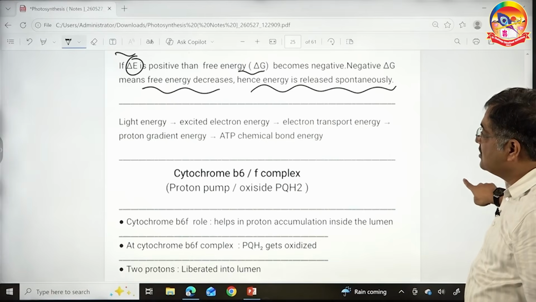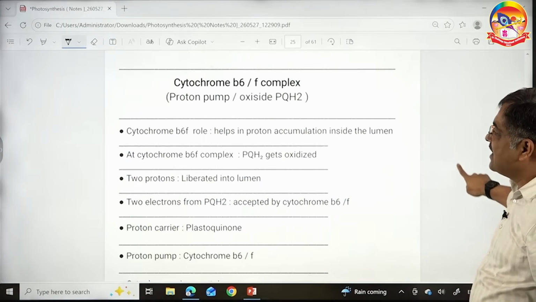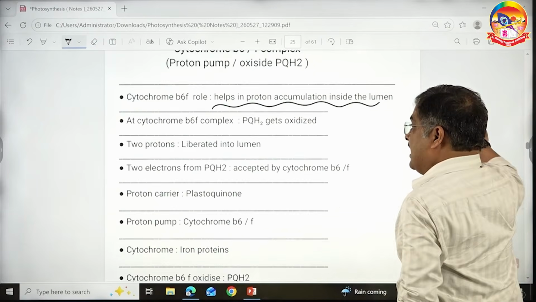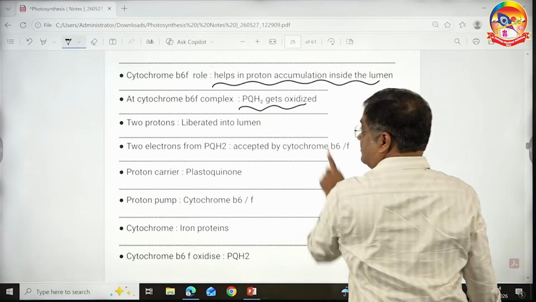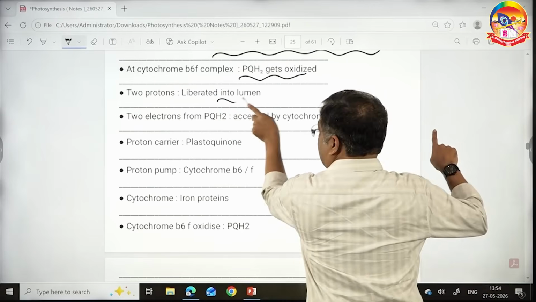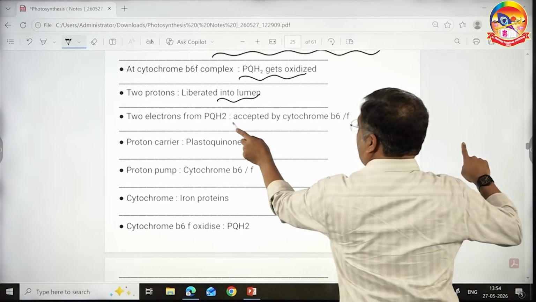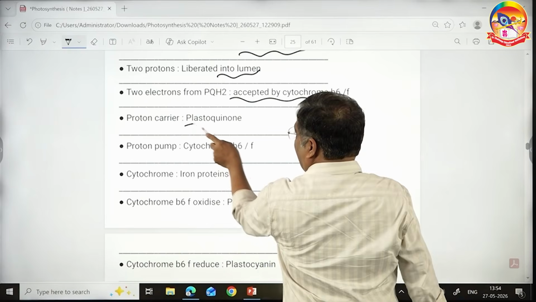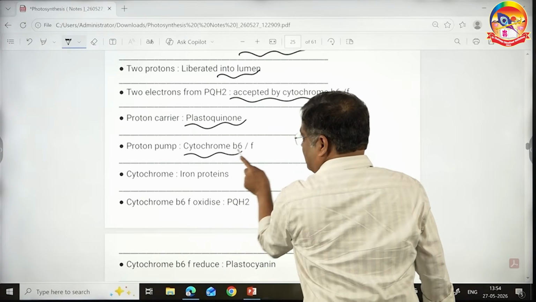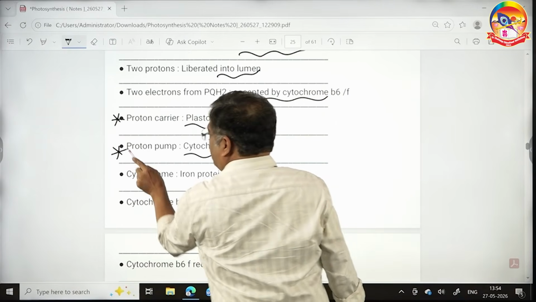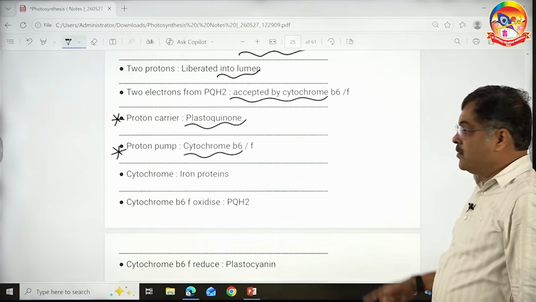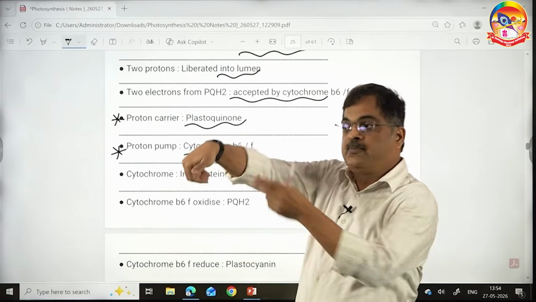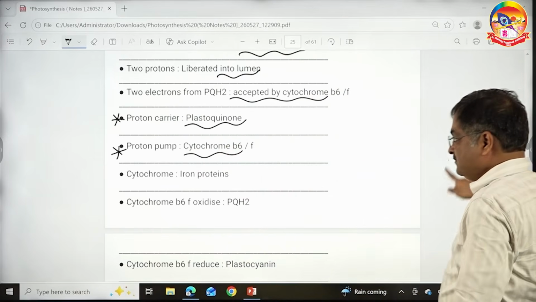And let me talk about the cytochrome b6f complex. It helps in proton accumulation inside the lumen. PQ gets oxidized, 2 protons get liberated into the lumen, and 2 electrons from PQ are accepted by cytochrome b6f. The proton carrier is plastoquinone. These 2 points are important: the proton carrier is plastoquinone, and the proton pump is cytochrome b6f. Both of them work together for the transport of protons from stroma to lumen.